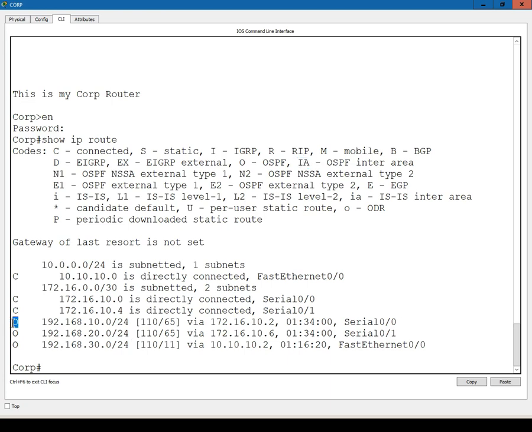So OSPF is a dynamic routing protocol. To get to the 192.168.10 network, it goes via 172.16.10.2, and it also goes out serial 0/0. We have both. When we specify a static route, we can either tell it what the next hop address is, or we can tell it the interface to go out of. If it's going to the 192.168.20 network, it's going to go out serial 1/1, and for the 30 network, it's going to go out FastEthernet 0/0.